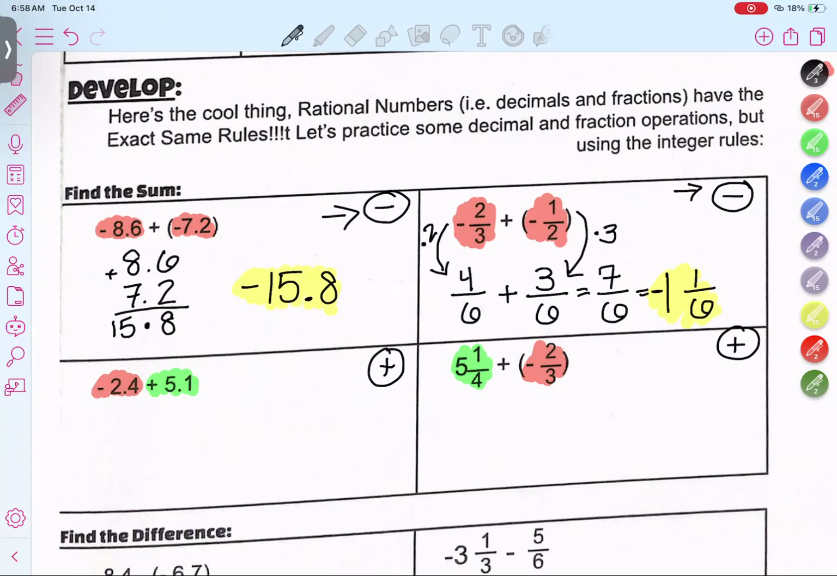All right, at this point, I want you to pause really quick and try the next two problems. Try the next two, the 1 decimal and the 1 fraction.